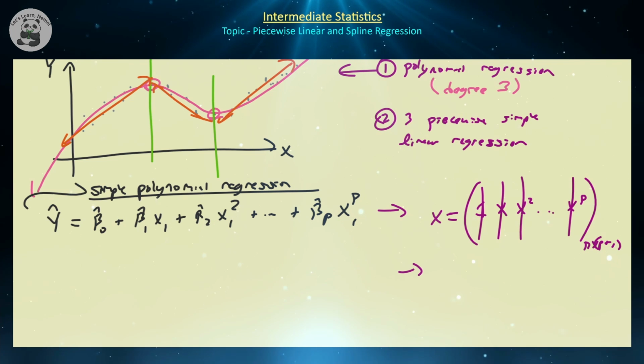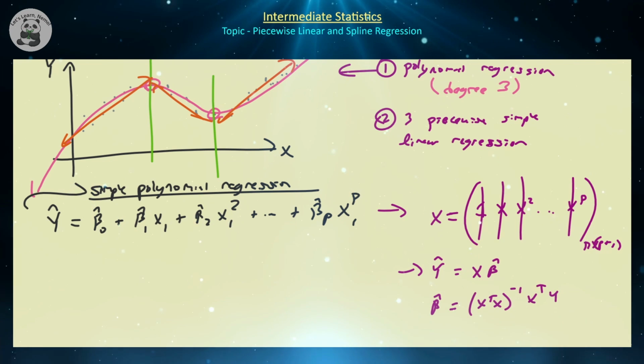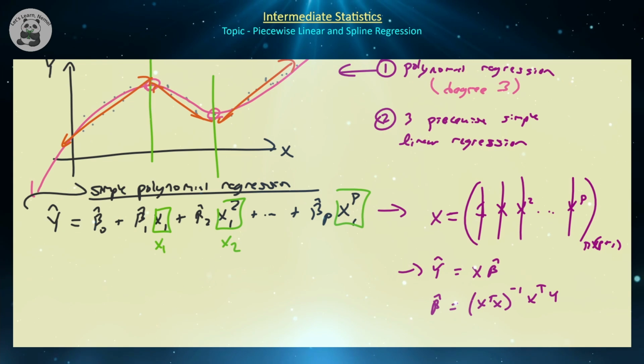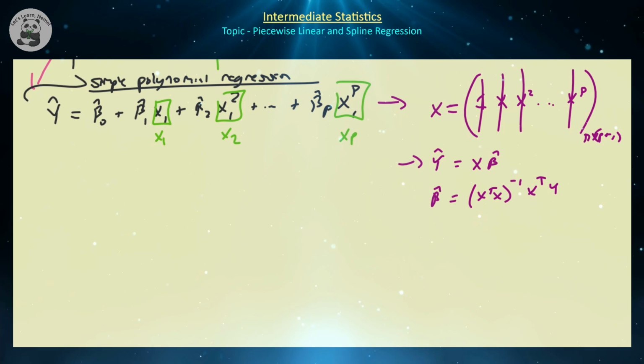And then obviously our y hat will be equal to X times beta hat, where beta hat is equal to (X^T X) inverse X^T y, because in some sense this is a multiple linear regression model, because that's just, for example, x1, x2, all the way down to xp in disguise. So that's how we would do simple polynomial regression, no piecewise, nothing fancy. And of course, we've discussed before multiple polynomial regression.